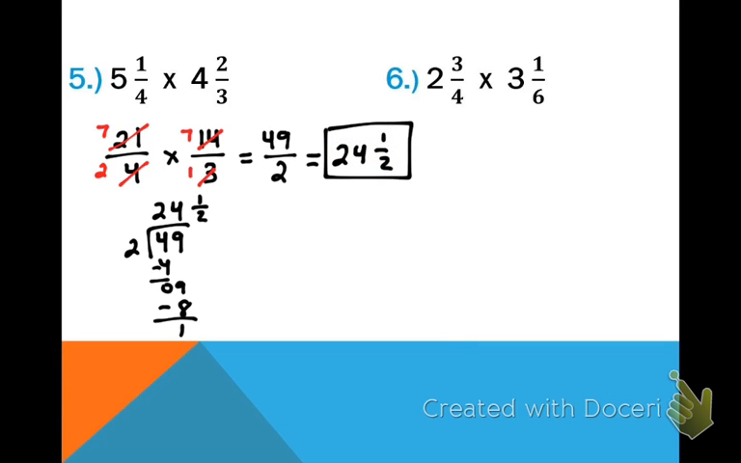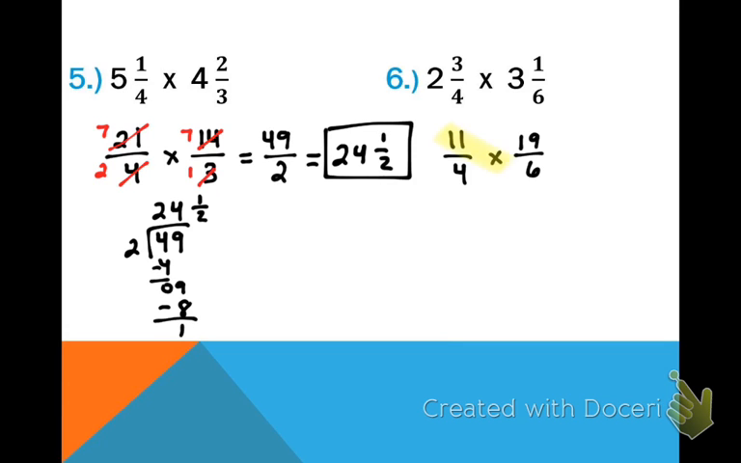Number 6 is very similar to number 5. So the first thing I have to do is what, Jakari? Turn it into an improper fraction. What would 2 and 3/4 be? 11 over 4. Isabel, what would the other one be? 19 over 6. 19 over 6.